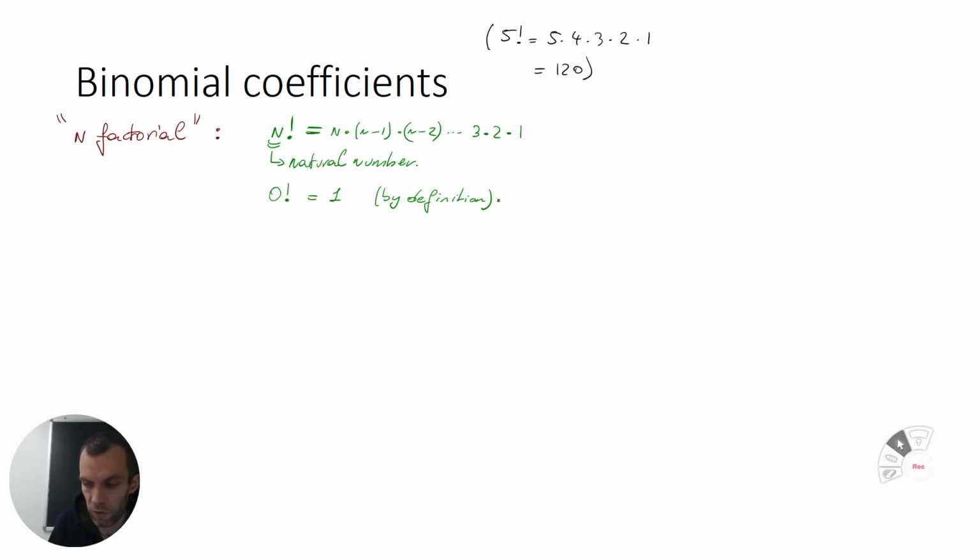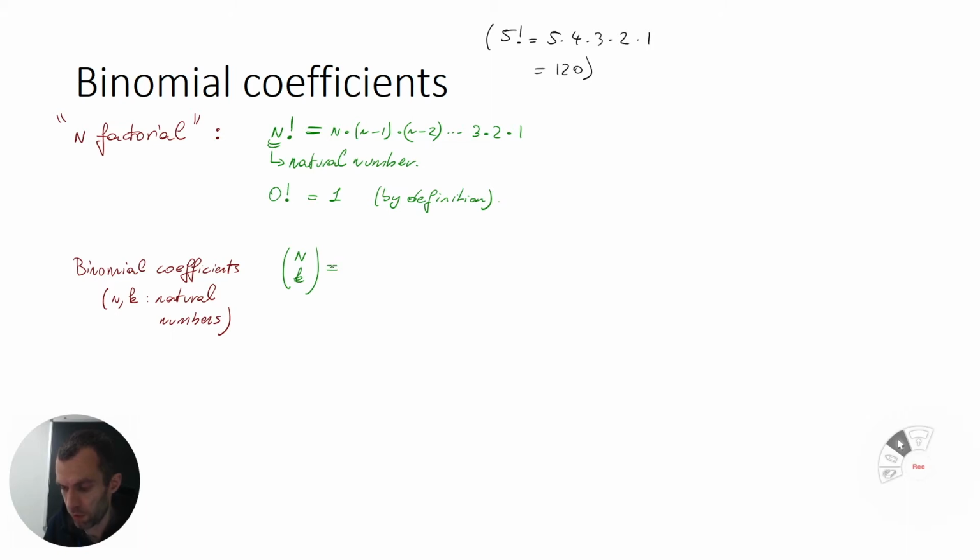And so now we can introduce the binomial coefficients. They will depend on two parameters, n and k, both of which are natural numbers. And they're denoted as follows, parentheses n, k, like this, you note the two numbers one above the other, and this is n factorial divided by k factorial times (n minus k) factorial.